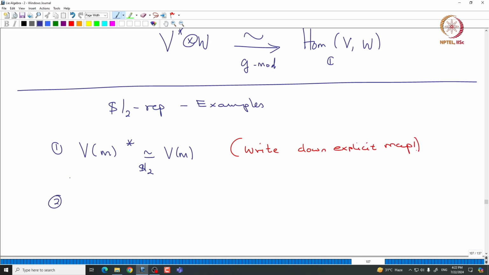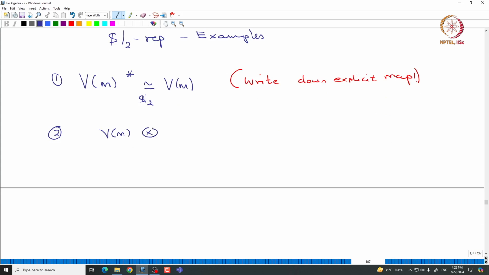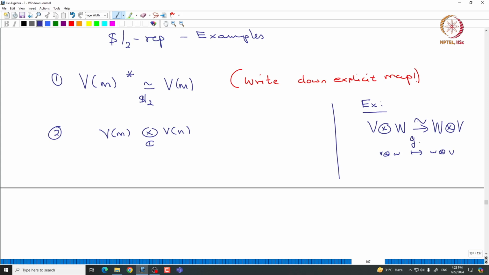Now, one can take two irreducible representations again, Vm tensor Vn, and ask how it decomposes into irreducible representations. Since V tensor W is isomorphic to W tensor V, which is a very simple exercise, you can define the flip map from V tensor W to W tensor V. This map gives an isomorphism of vector spaces, and one can prove that it is indeed a G-module isomorphism. So Vm tensor Vn is isomorphic to Vn tensor Vm, and without loss of generality one can assume that m is greater than or equal to n.